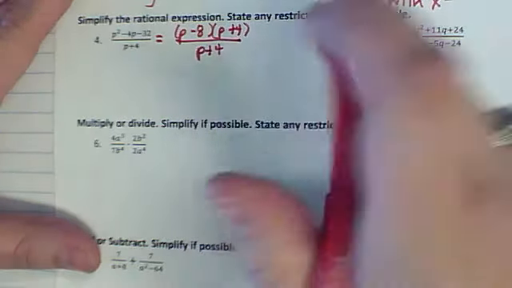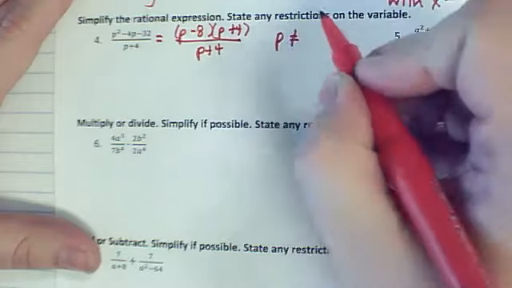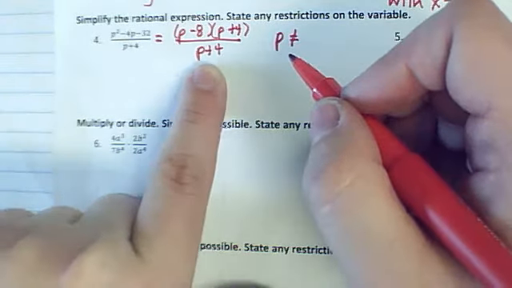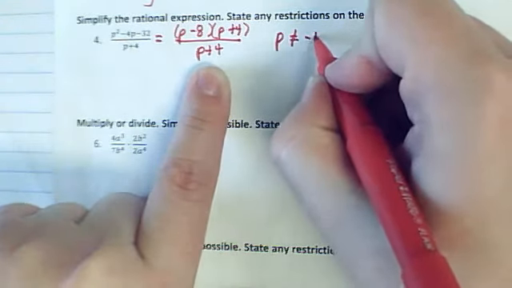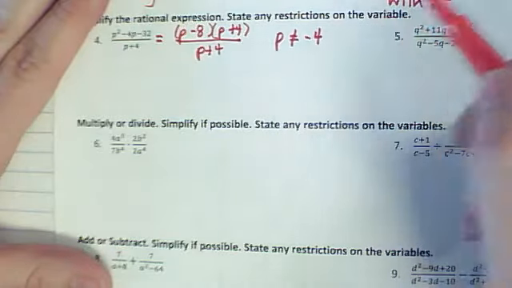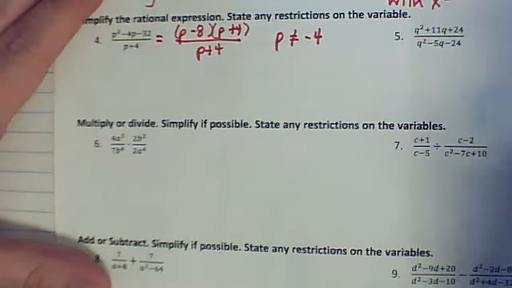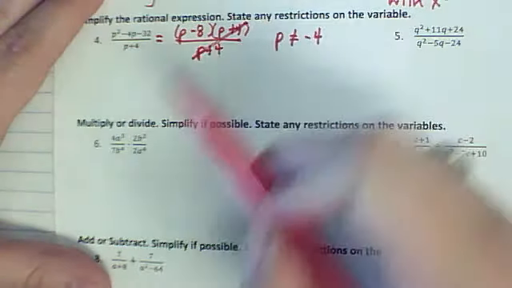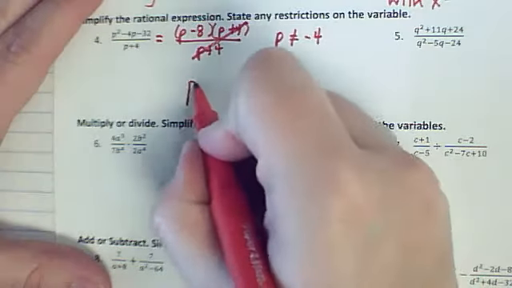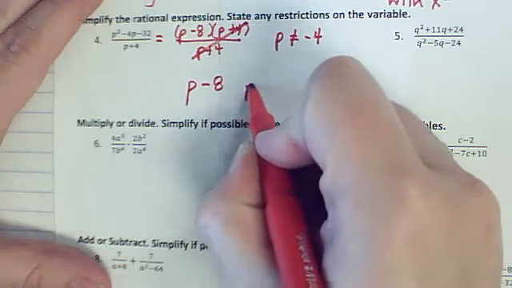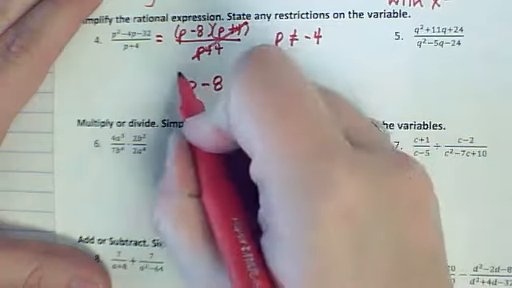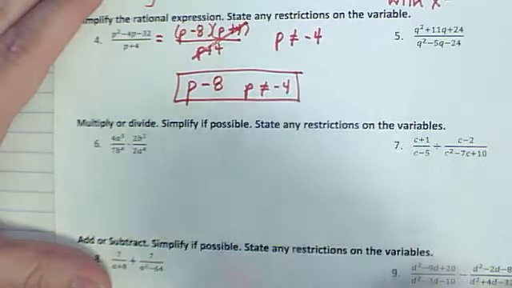So from this, my restriction, p cannot be. Well, what makes this denominator 0? That would be negative 4. So p cannot be negative 4. Now I'm going to look and see, do I have any common factors I can cancel? Well, p plus 4 is cancel. So all I'm left with is p minus 8 with my restriction as negative 4. There's our answer.